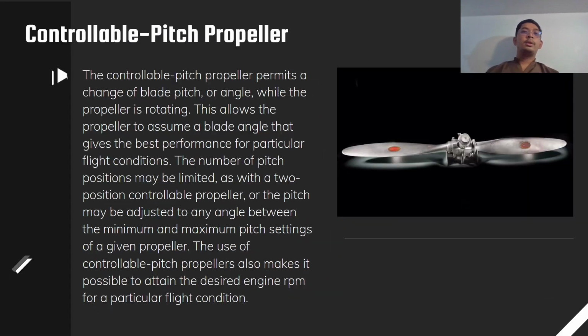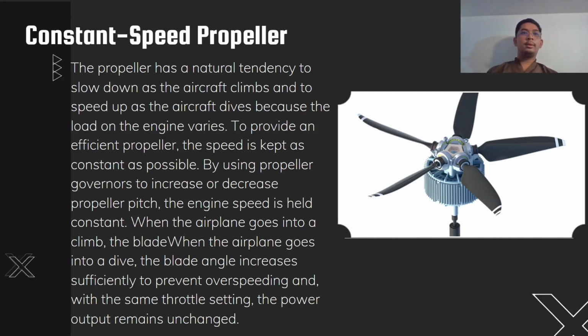Now, to continue, we have the constant speed propeller. The propeller has a natural tendency to slow down as the aircraft climbs and to speed up as the aircraft dives because the load on the engine varies.